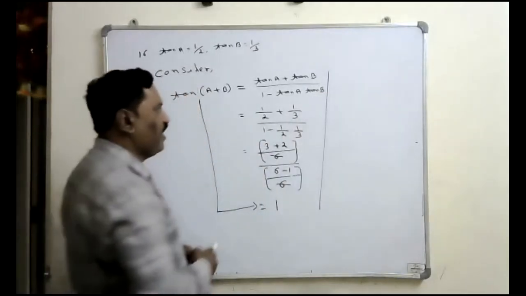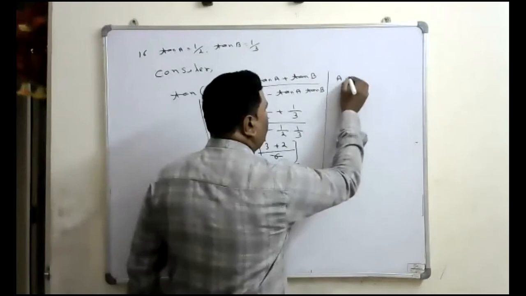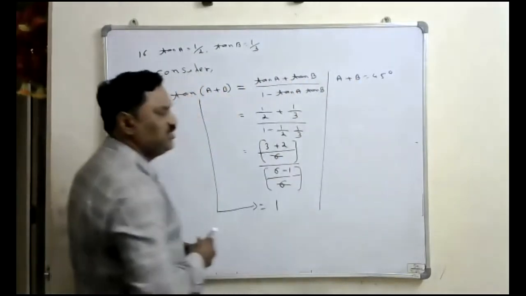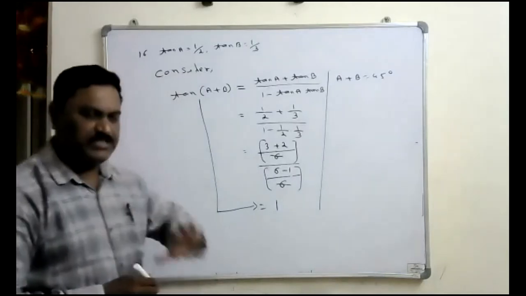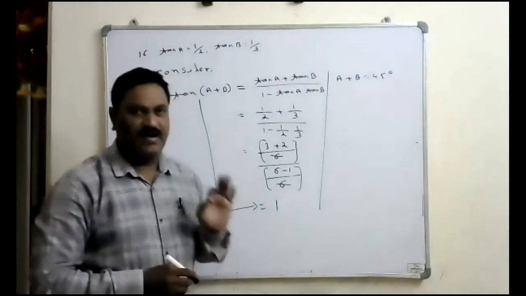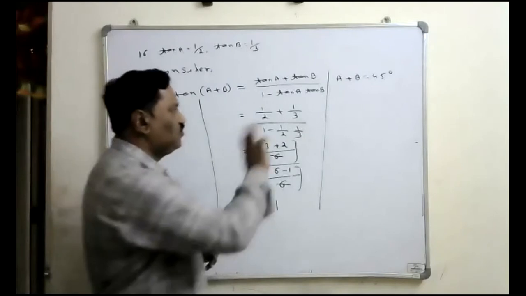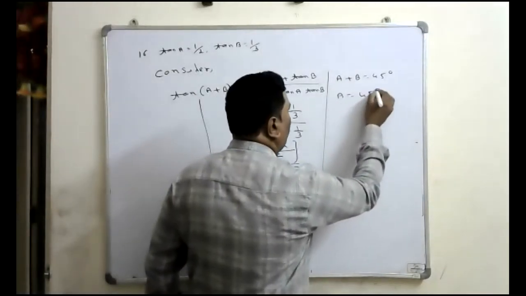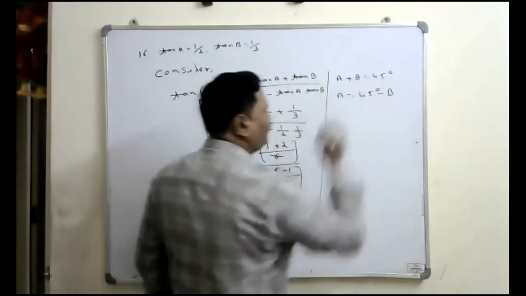45 degree. Therefore, A plus B is equal to 45 degree. Indirectly, they have given the value of A plus B as 45 degree. Okay. So now send this B to the other side. Then A is equal to 45 degree minus B.